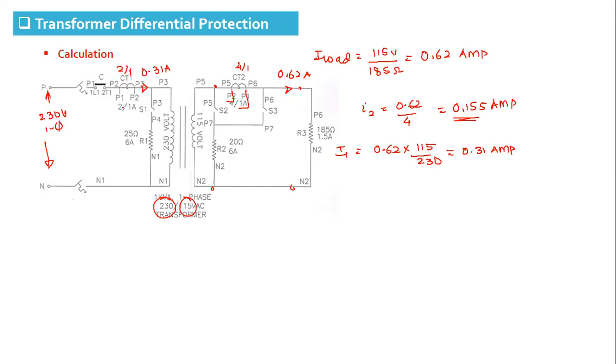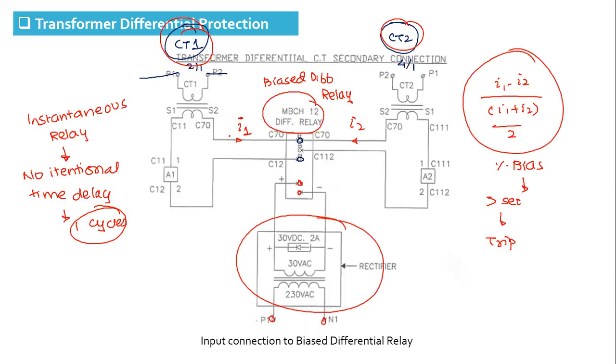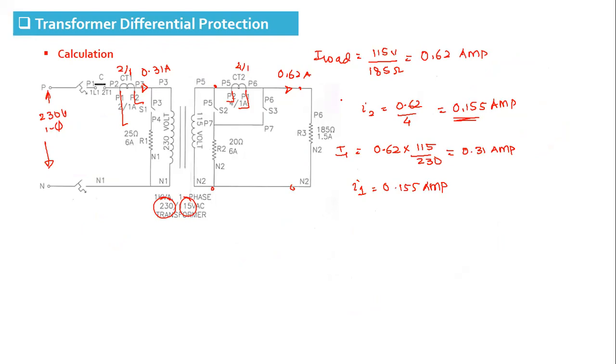And what will be the current on the secondary side? That is divided by CT ratio. That is again 0.155. So under normal condition, the current from both the CTs that is fed to the relay coil, you can see both the currents are theoretically identical, 0.155 ampere. So what is the differential current? Under normal condition it is 0. This I am saying ideally, theoretically.